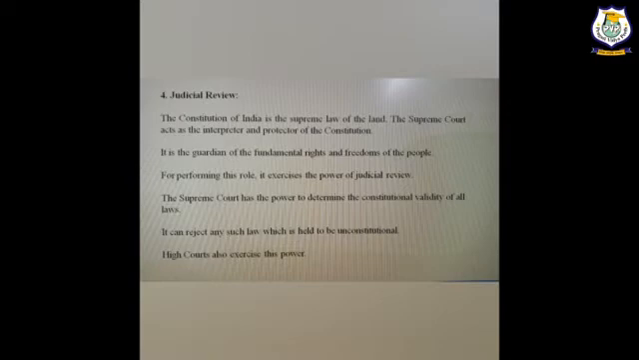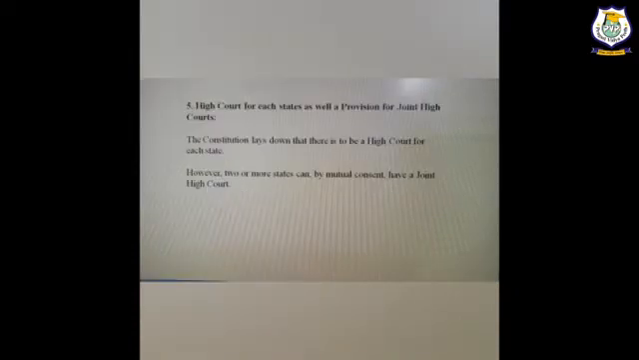Fourth is judicial review. The Constitution of India is the supreme law of the land. The Supreme Court acts as the interpreter and protector of the Constitution. It is the guardian of the fundamental rights and freedoms of the people. For performing this role it exercises the power of judicial review. The Supreme Court has the power of determining the constitutional validity of all laws. It can reject any law.